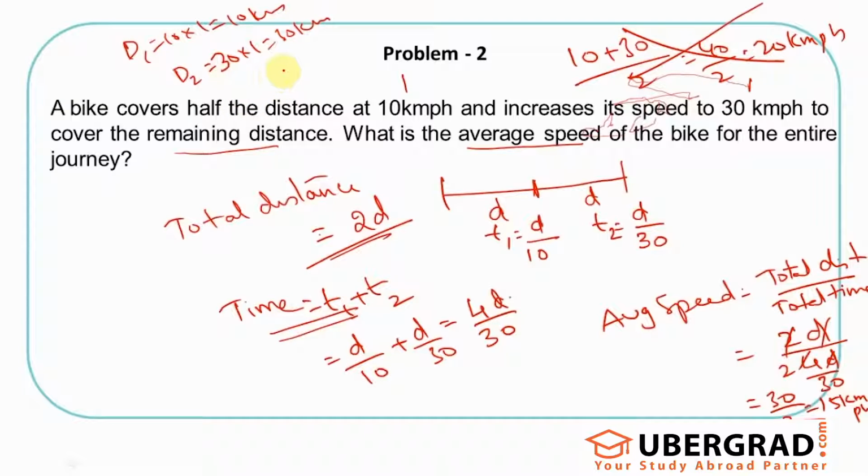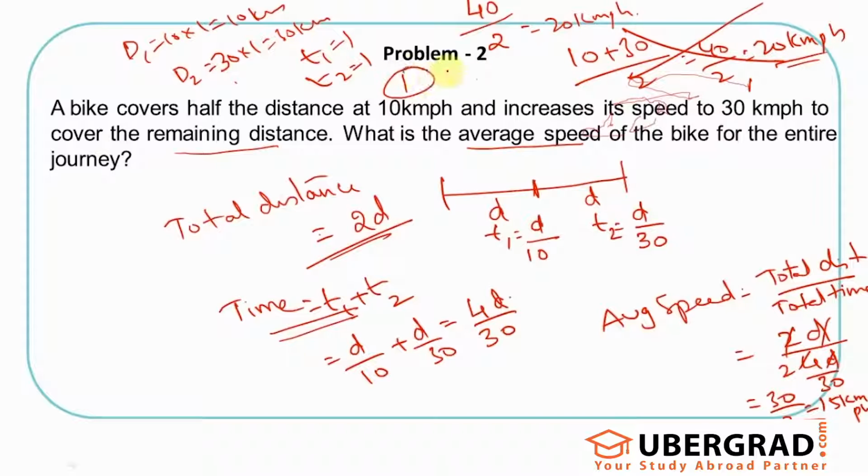So what would be my time taken? T1 is 1 hour and T2 is 1 hour. The total distance is 30 plus 10, 40, by time, which is 1 plus 1 is 2. That will give me 20 km/h, right? So that is working out similar to this.